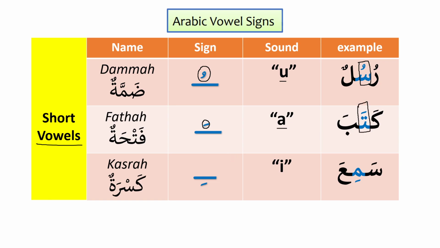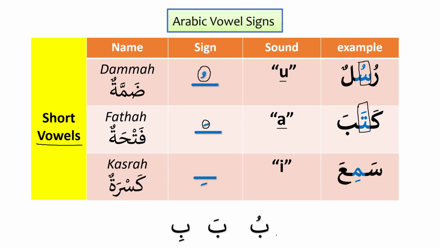And then we have Kasra, a small strike which is under the letter or the harf, and it's called kasratun, and it has the E sound, as we have Sami'a. So please focus on these three. We have Rusulun, Kataba, and Sami'a. So we have the basic sounds that we have. We have U, A, and E, as we can see here.